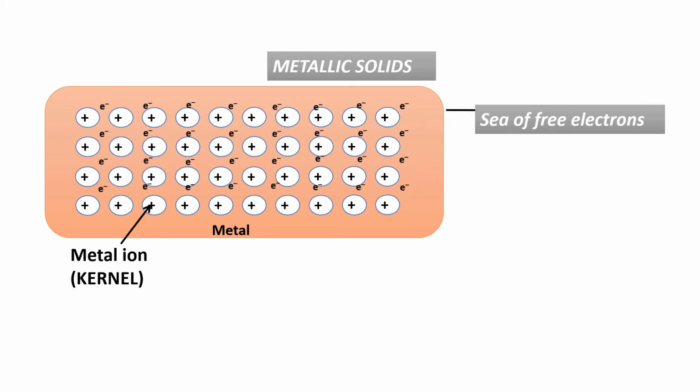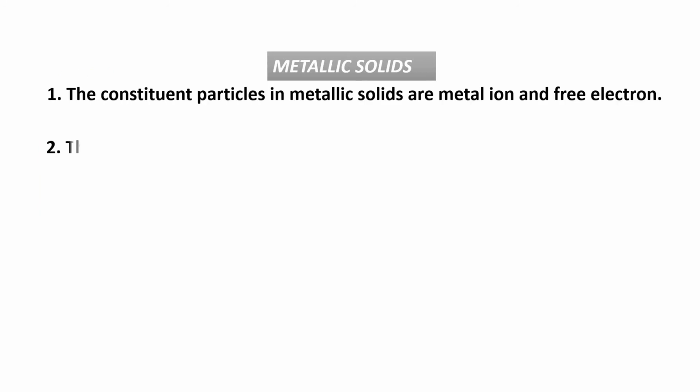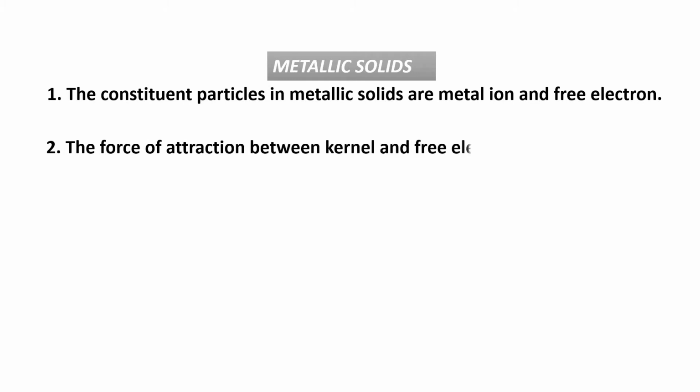Next, you are observing this electron moving as a sea of free electrons. This is called kernel and electrons, isn't it? Positive kernel and electron are nothing but the constituent particles of metallic solids here. The constituent particles in metallic solids are metal ions and free electrons, as we just discussed. The force of attraction between kernel and free electrons is called metallic bond.